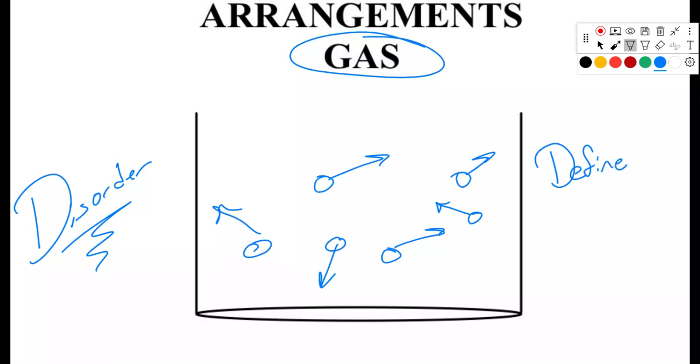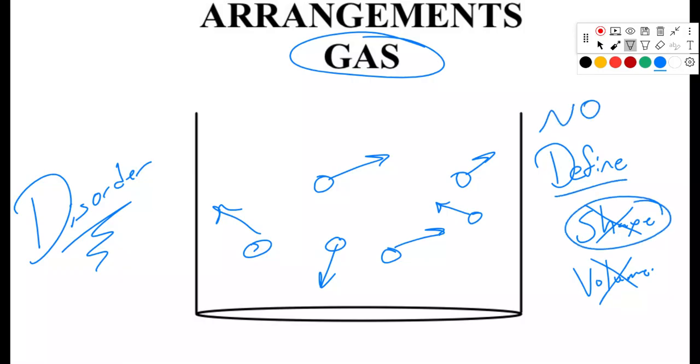Does it have a defined shape? No. How about a defined volume? Well, in open air, we'd say no. If you compressed it in a container, it would take the shape of that container. But truly, it has no defined shape or volume.